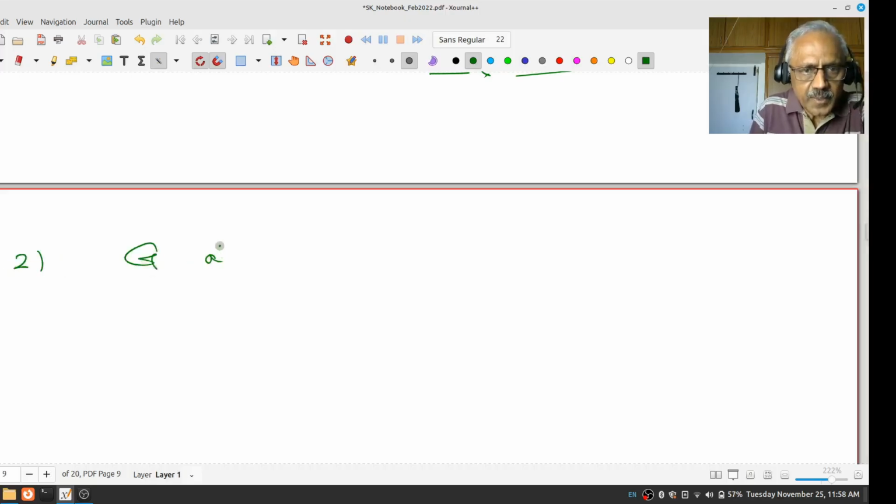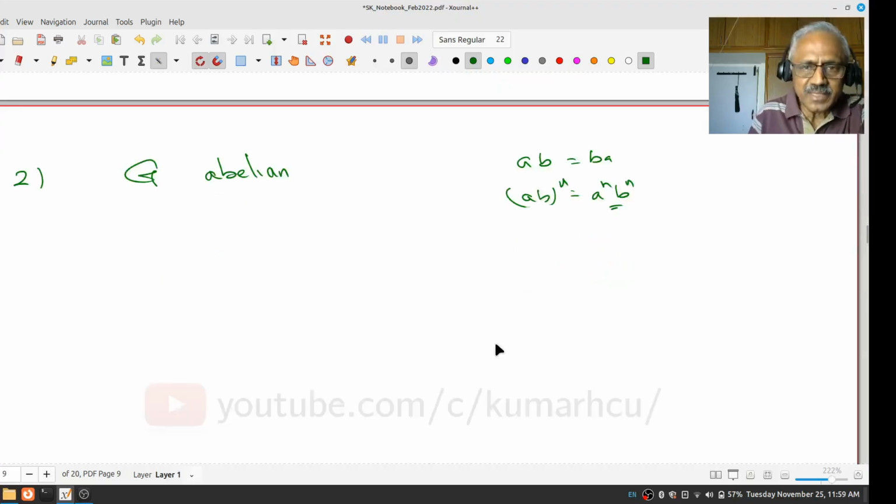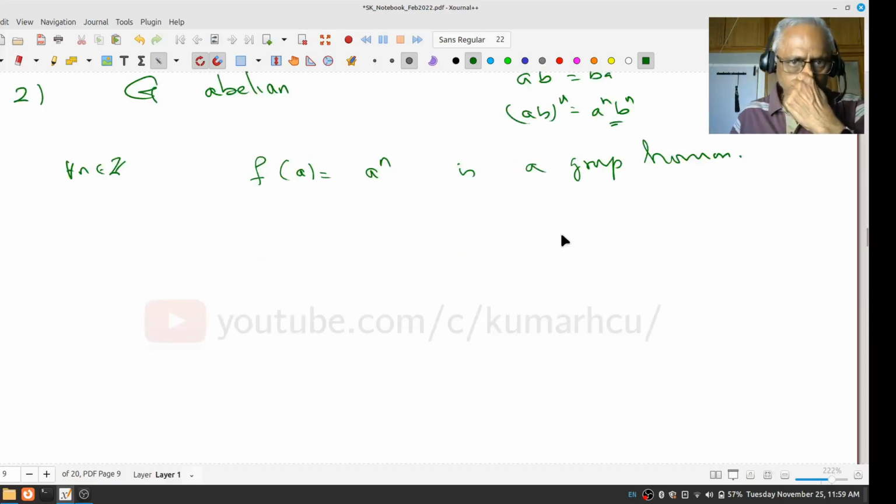Now let's look at a second item. Suppose G is abelian. Remember, if a and b commute, then we have seen (ab) to the power n is a to the power n, b to the power n. So this suggests, for a fixed integer n, (when n is 0, it will be identity), let us look at f of a equal to a to the power n. This is a group homomorphism, because of this.